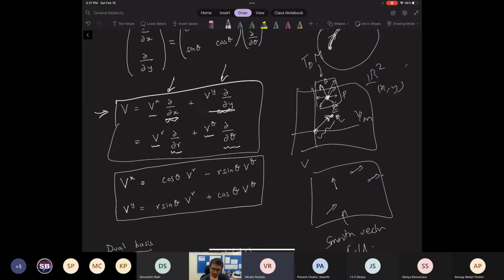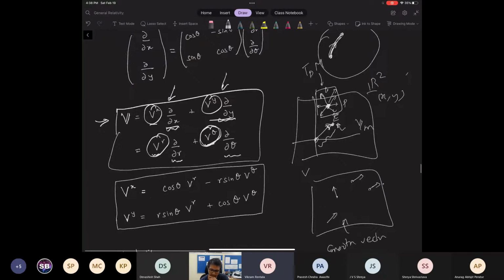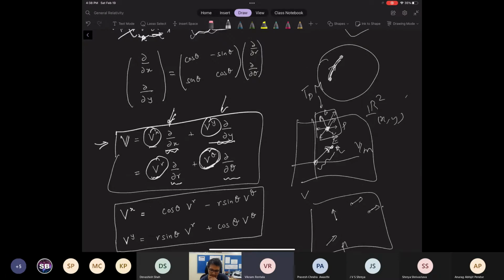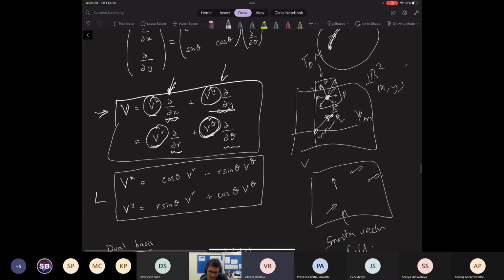Now I can relate these basis coefficients. This is the same vector expressed in two different bases, so I can relate the coefficients Vr, V theta to Vx, Vy, or vice versa. You can do this, for example, by expanding partial x in terms of partial r and partial theta. What you would get is something like this: Vx is cos theta Vr minus r sine theta V theta, and Vy is r sine theta Vr plus cos theta V theta.